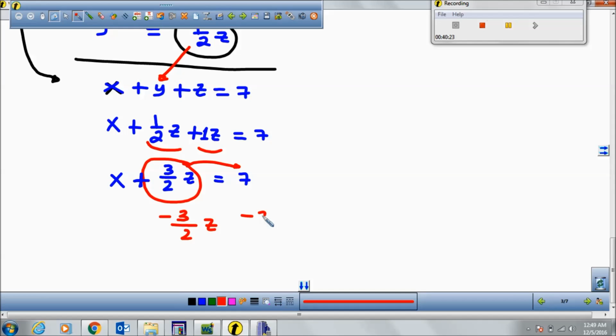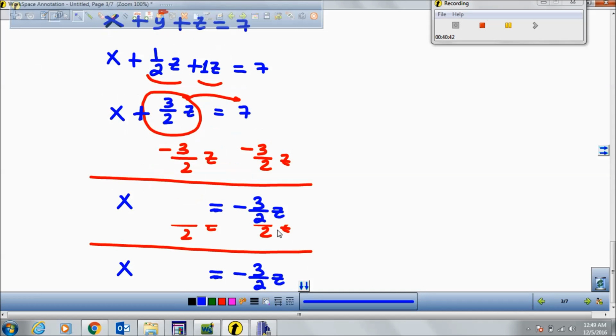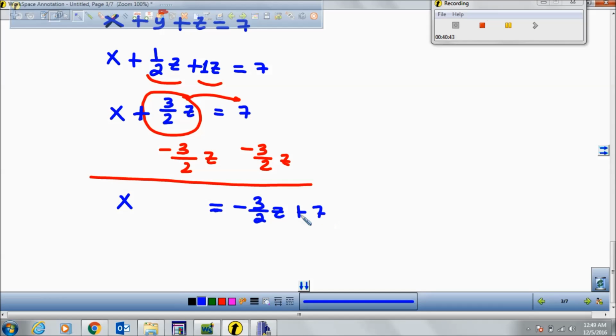Minus 3 half z. Whatever you do on one side, we do on the other side of the equation. So you end up with x equals 7 minus 3 half z. You're not going to be able to combine these two. They're not like terms. So all I'm going to do is write the term that has the variable first and then the constant at the end. Negative 3 over 2z plus 7. And that's your equation solved for x.